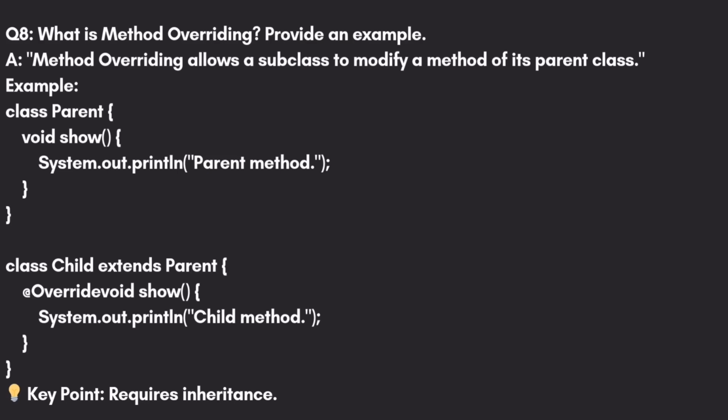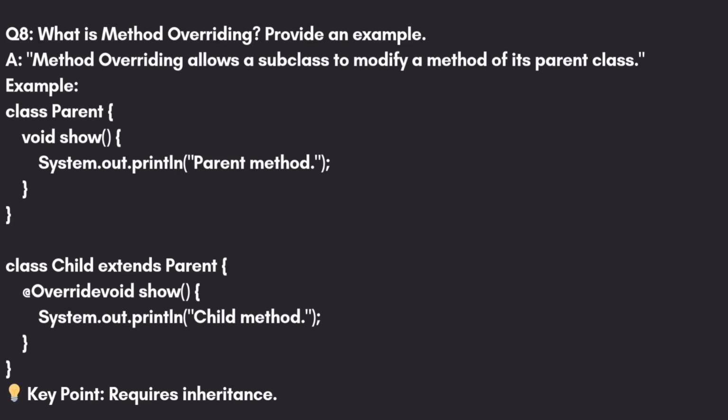What is method overriding? Provide an example. The next question we have is this. The answer is, method overriding allows a subclass to modify a method of its parent class. You need to know that method overriding needs two classes, whereas method overloading doesn't need two classes. It happens in one class only. Here we have class Parent in method overriding, and class Child extends Parent, and we are overriding here. The key point is that it requires inheritance, because we need two classes.